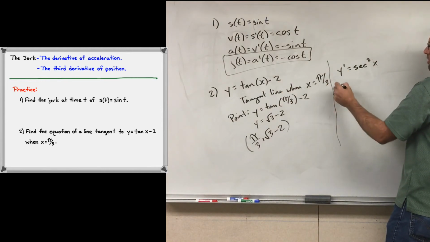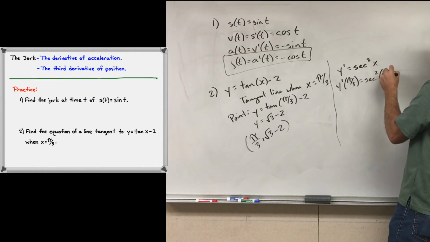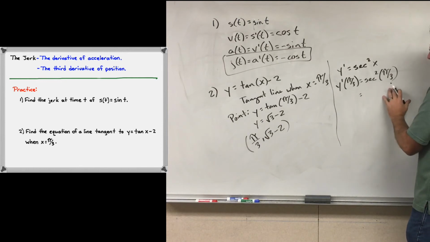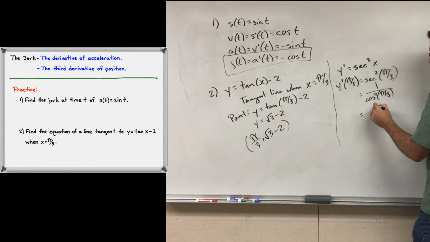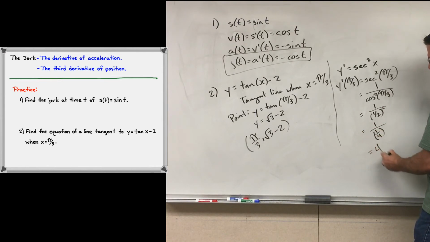So to find the slope, we're going to plug in pi over 3 to that. So that becomes secant squared of pi over 3. Now, I don't have my secants, cosecant, cotangent memorized here, so I can rewrite this as 1 over cosine of pi over 3. And I do know the cosine of pi over 3. Cosine of pi over 3 is going to be 1 over 2. So I end up with 1 over 1 over 2 squared, right, cosine squared. And so that becomes 1 over 1/4, and that simplifies to 4. So that's my slope of my tangent line.